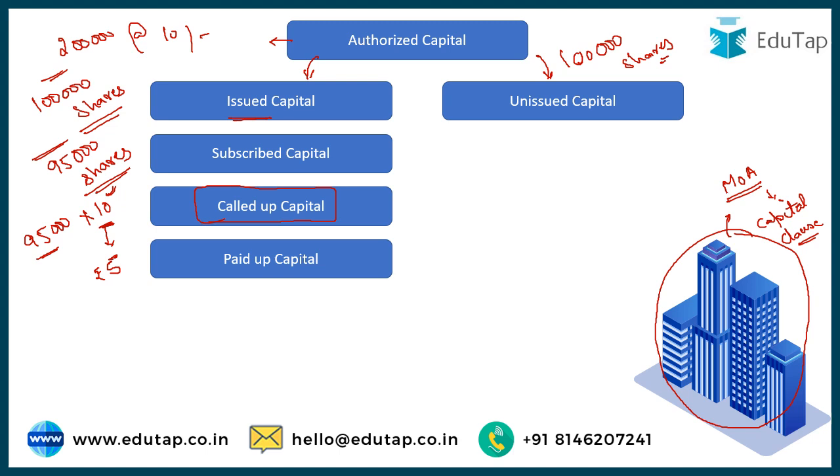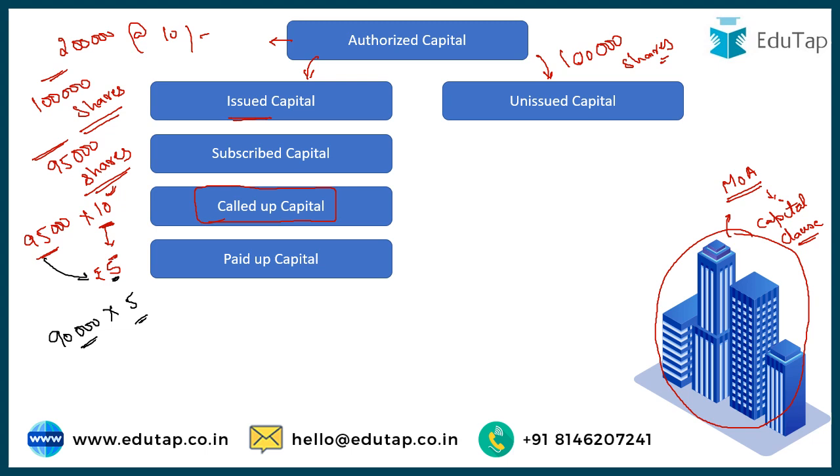Now the shareholders of 95,000 shares have to pay rupees 5 to the company. Some shareholders are very lazy and do not want to pay rupees 5 as of now. They are just delaying it. So the company may only get 90,000 shares into rupees 5. The company may not get these rupees 5 on every share. Suppose for 5,000 shares the company does not get this rupees 5. The company is only getting it for 90,000.